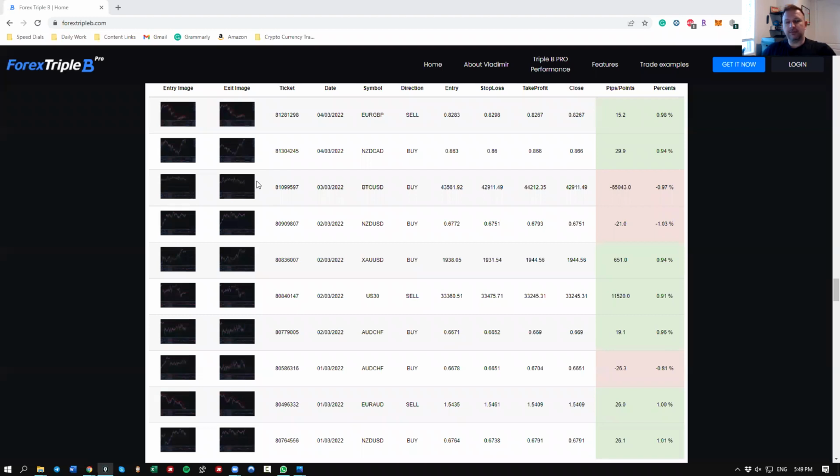So, as I said before, I will be presenting that based on the examples of Forex Triple B, simply because this is a Bollinger Band strategy that is built on the pivot levels.